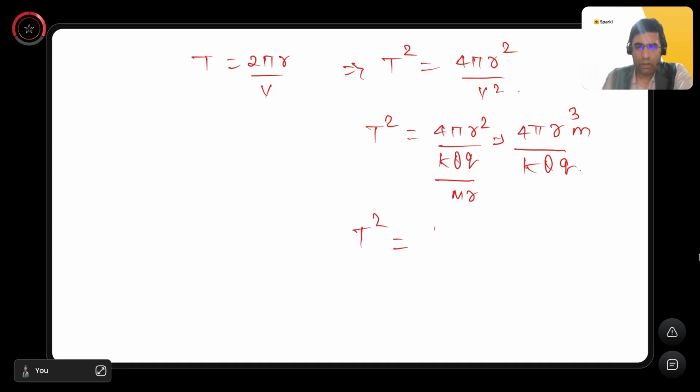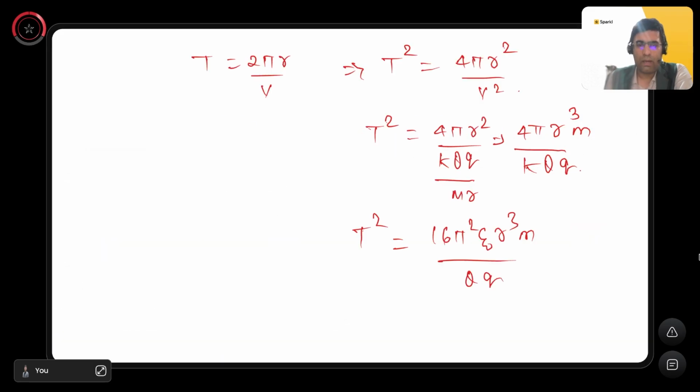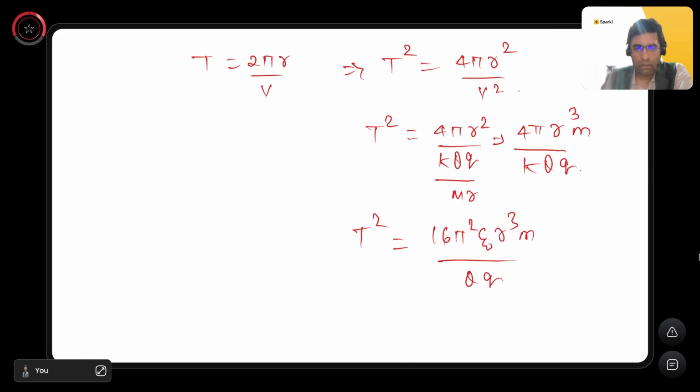So this entire thing will become 16 pi square epsilon naught r cube m upon capital Q small q. So find the option, what will happen here? They asked the value of r, so r will be capital Q small q t square upon 16 pi square epsilon naught m. So this looks like the answer. The t square term will come and the r cube term will come. So you can easily get the answer.